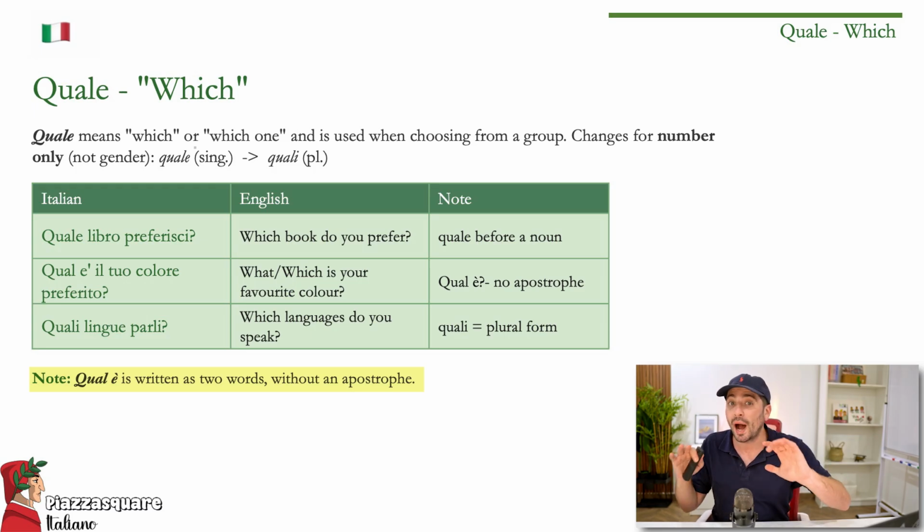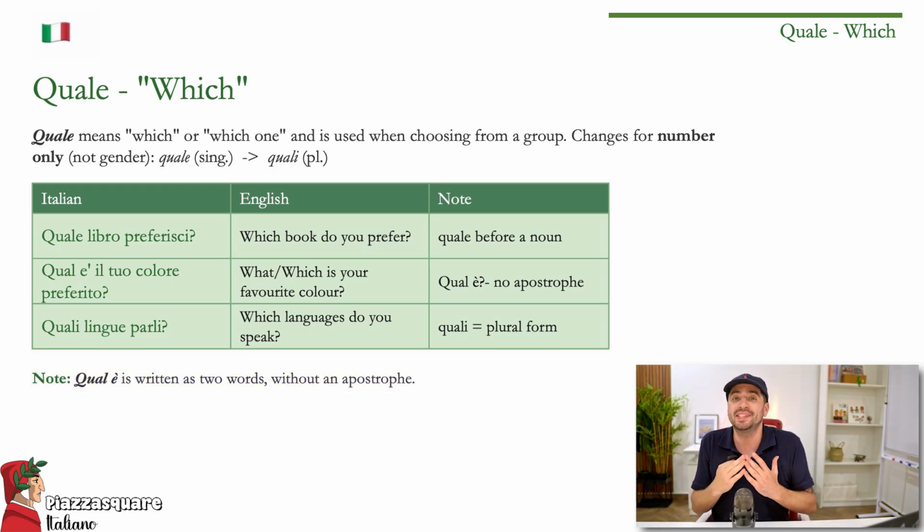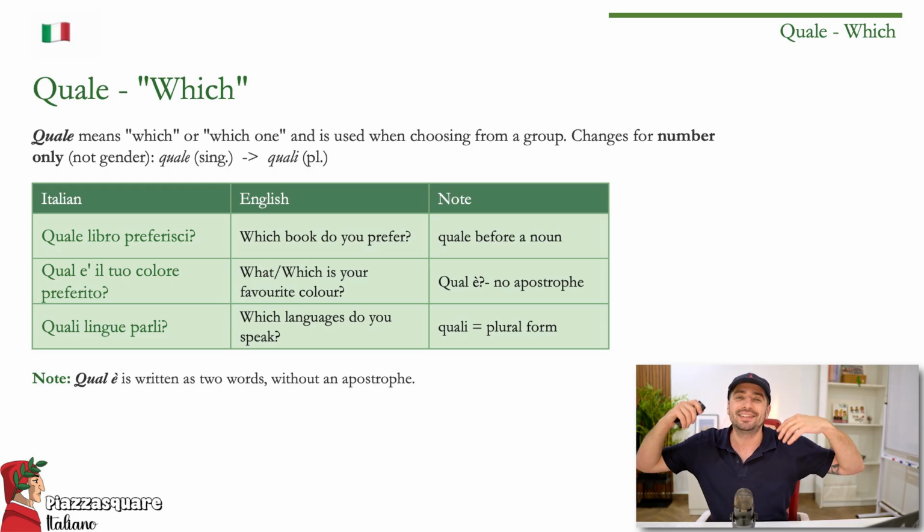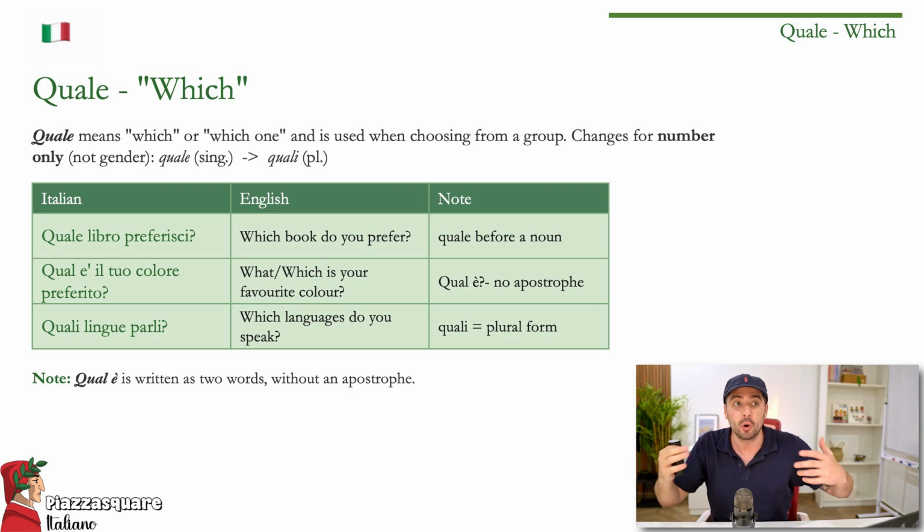The plural quali is used because we say lingue, languages, plural. We are asking someone to list which languages they speak. So use quale or quali anytime you would say which or which one or which ones in English. It implies that there is a limited set of options or a context. If someone has two books in hand, you might ask quale vuoi? Which one do you want?